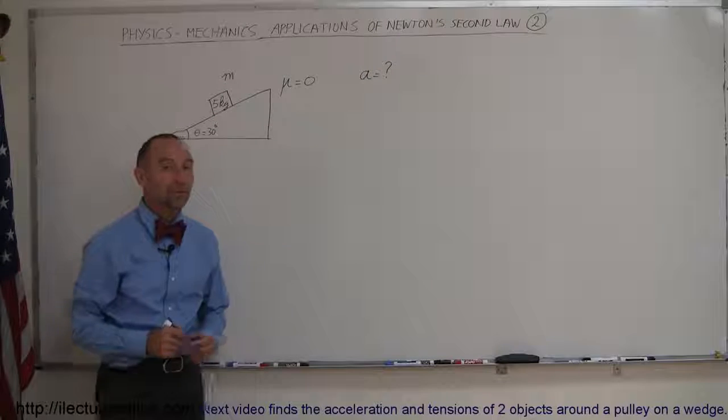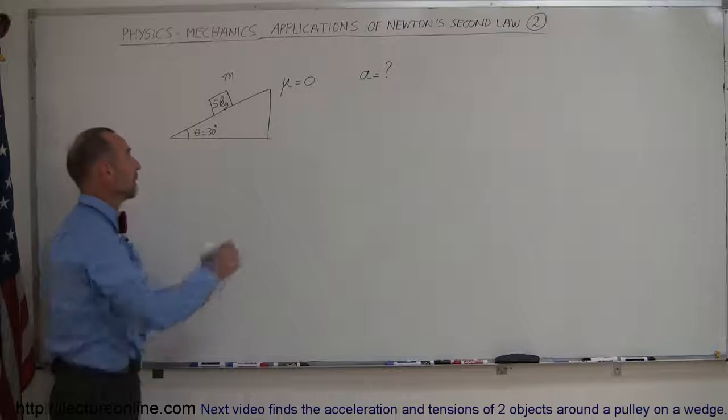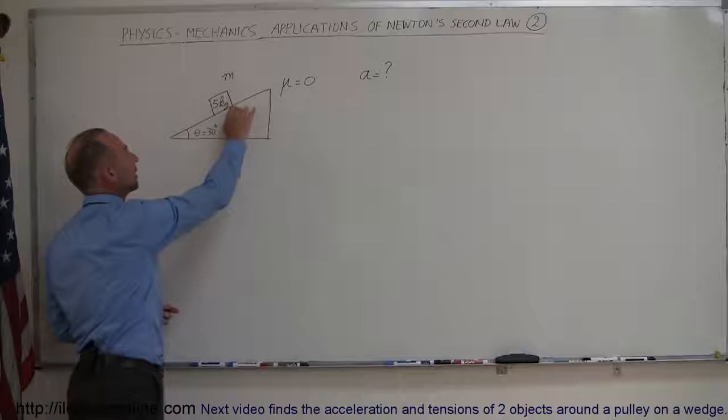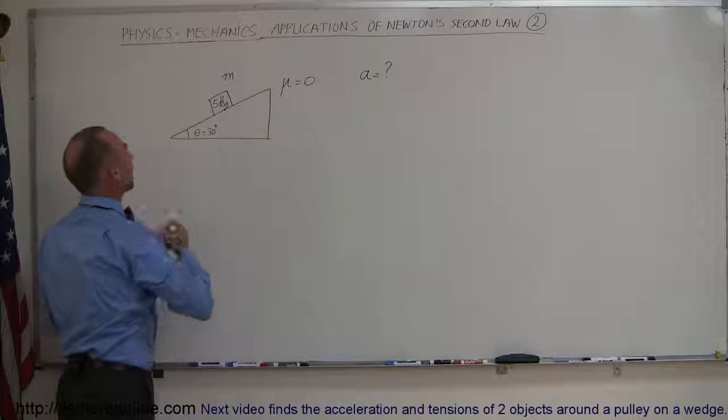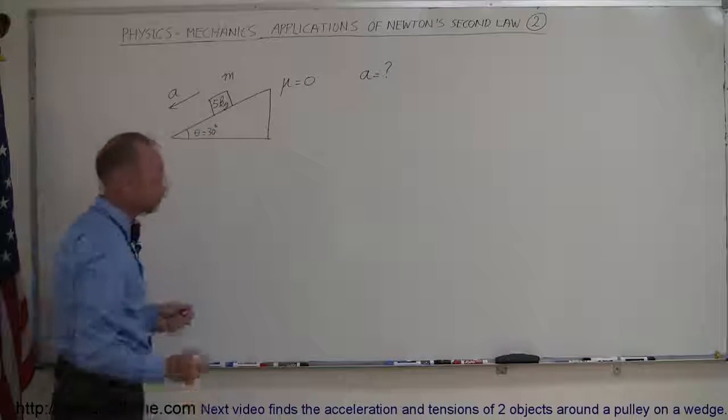In our second example of how to apply Newton's second law, we have an incline. We have a mass on top of the incline. There's no friction between the mass and the incline. And we want to know how fast this mass is going to be accelerating down the incline.